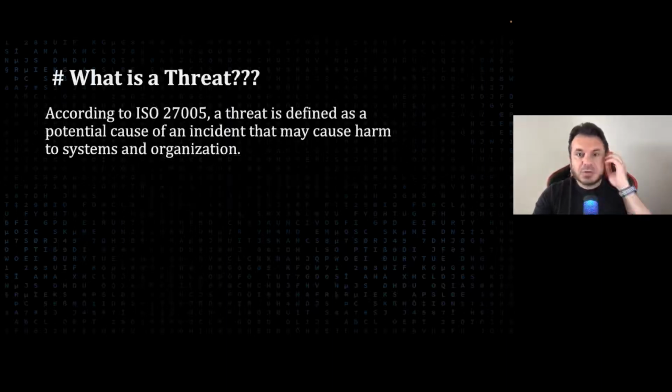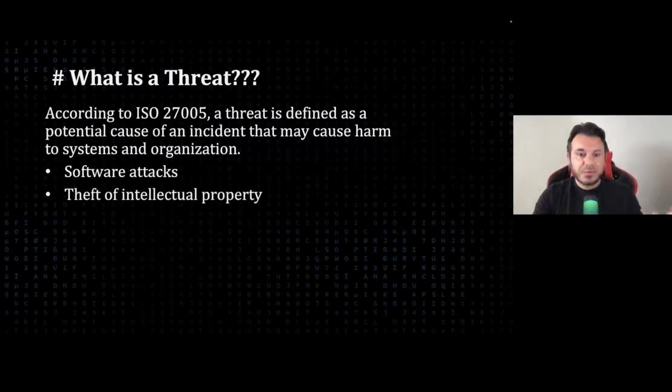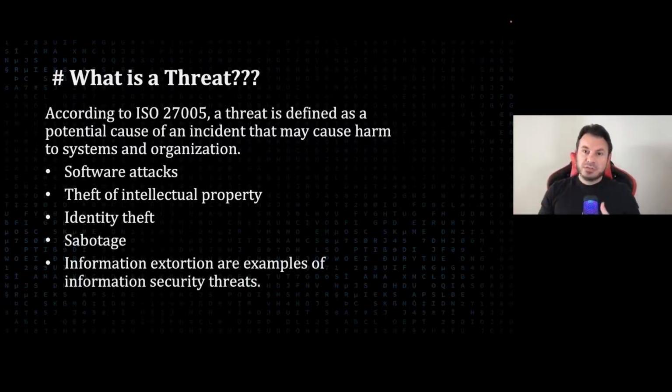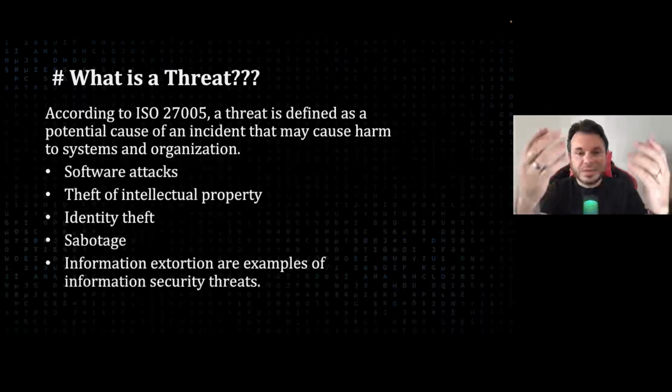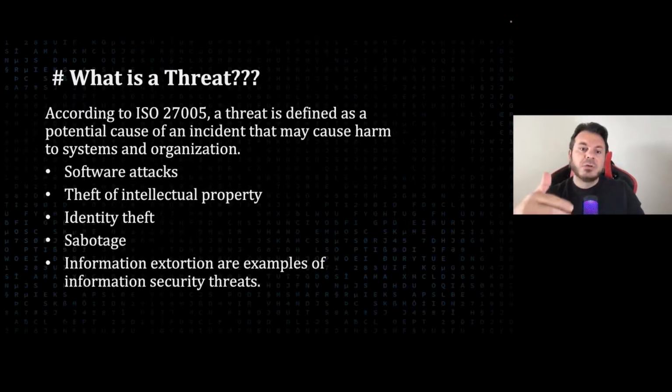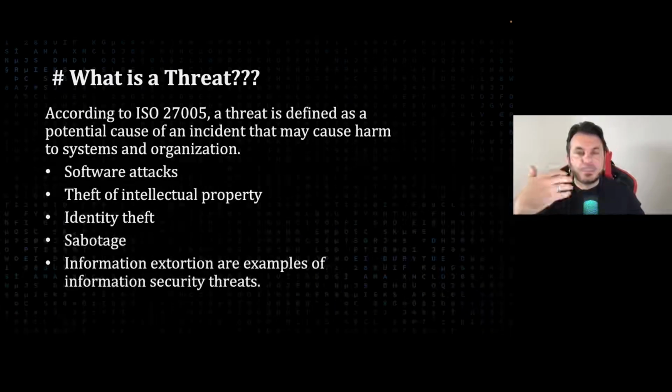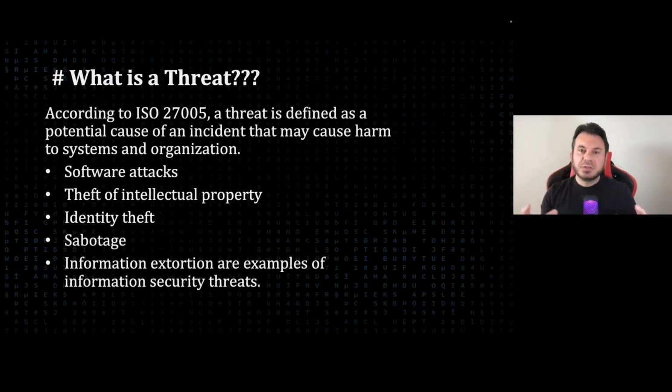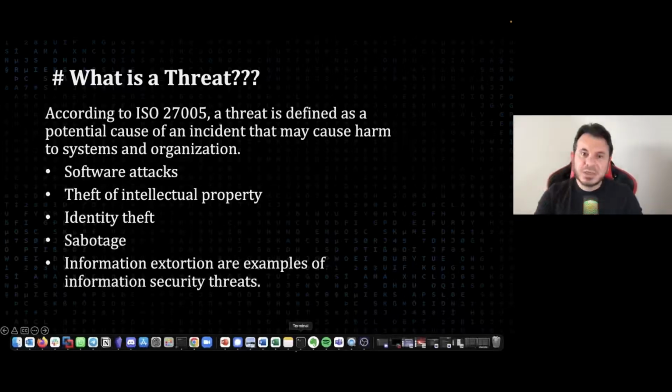Basically, according to this ISO, it is a potential cause of a specific incident that may cause harm to the system or organization. But what kind of incident? In this case, a software attack, theft of intellectual property, identity theft, sabotage, and information distortion are examples of information security threats. So if you see here, many of those things that I'm talking about now are about software. So if you think about software, first you have code. So basically a threat is a possible or potential incident, but all those things are related specifically to software. It's pretty interesting. And basically, this is the definition from this ISO. It's not Felipe's definition, but this specific ISO, okay?